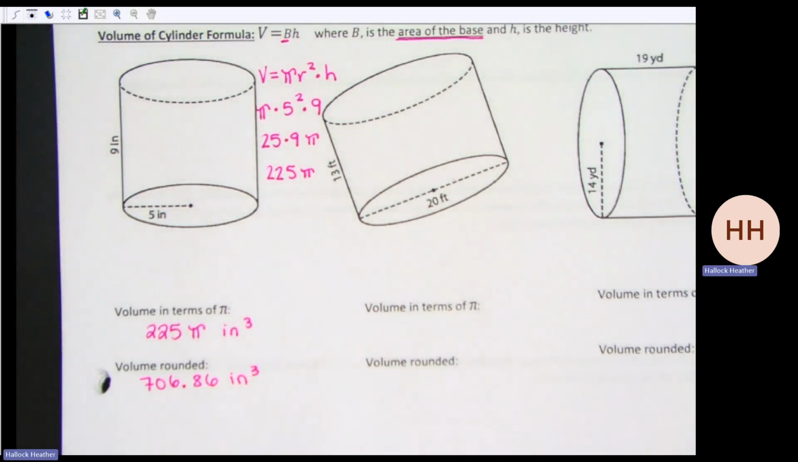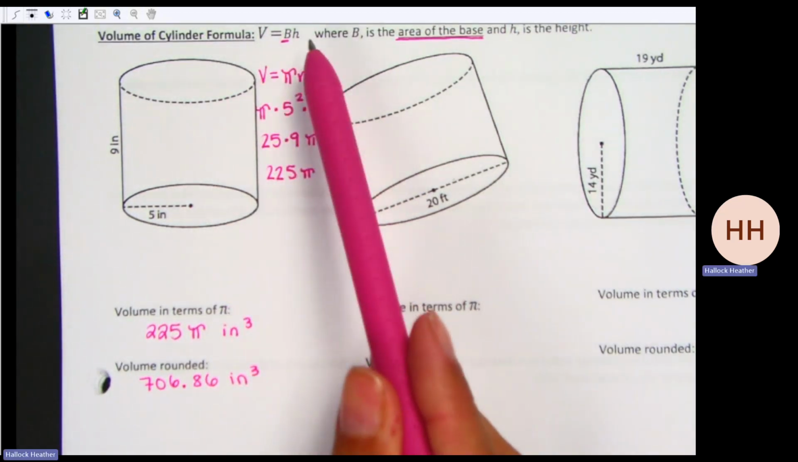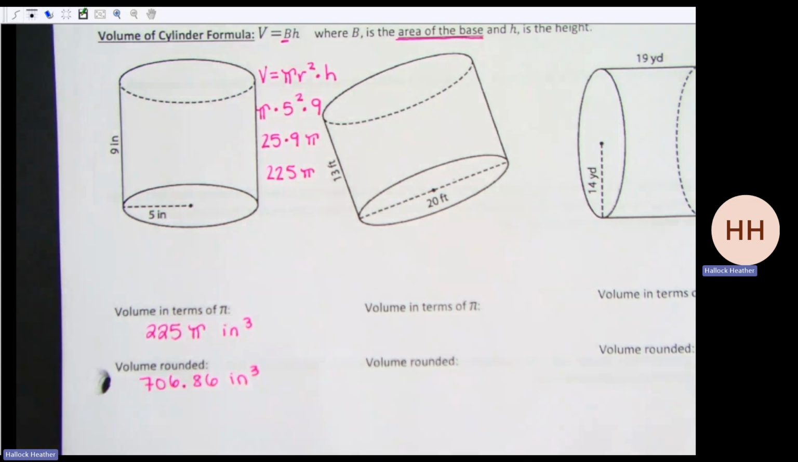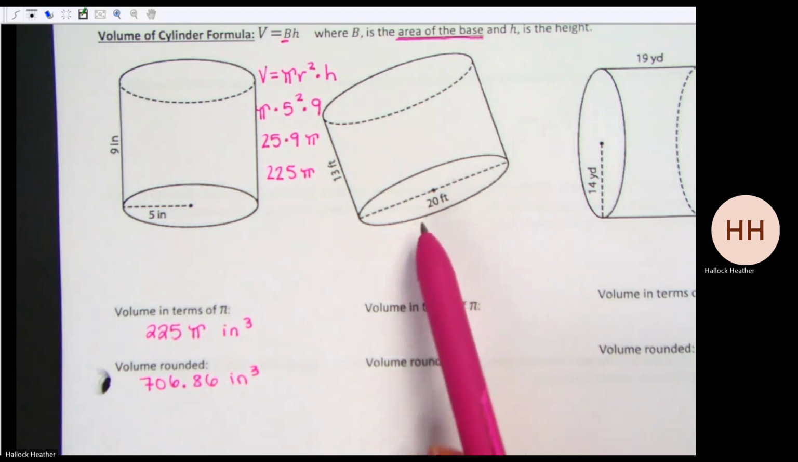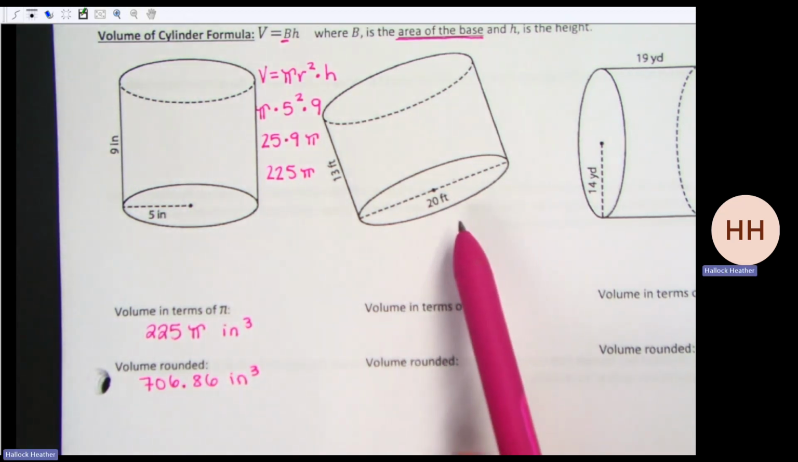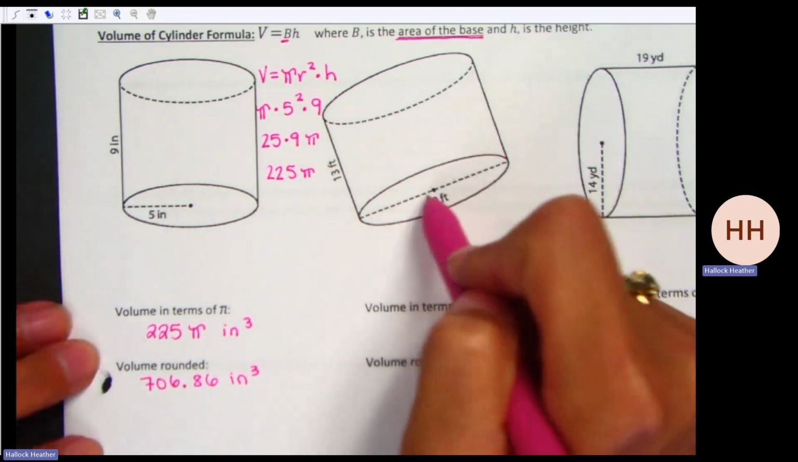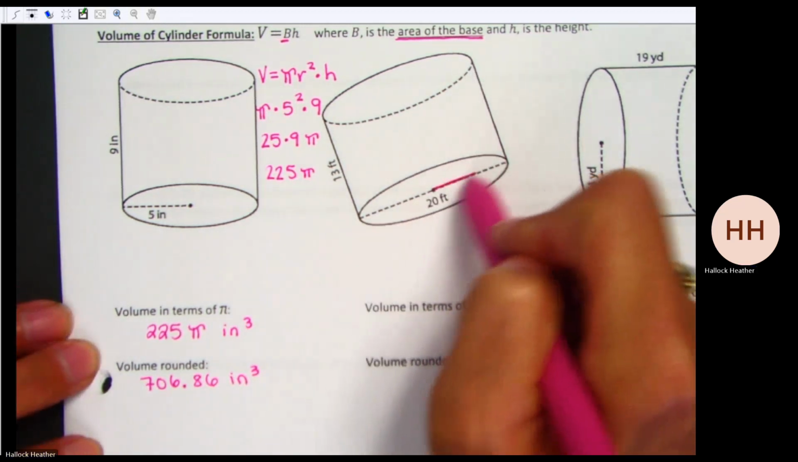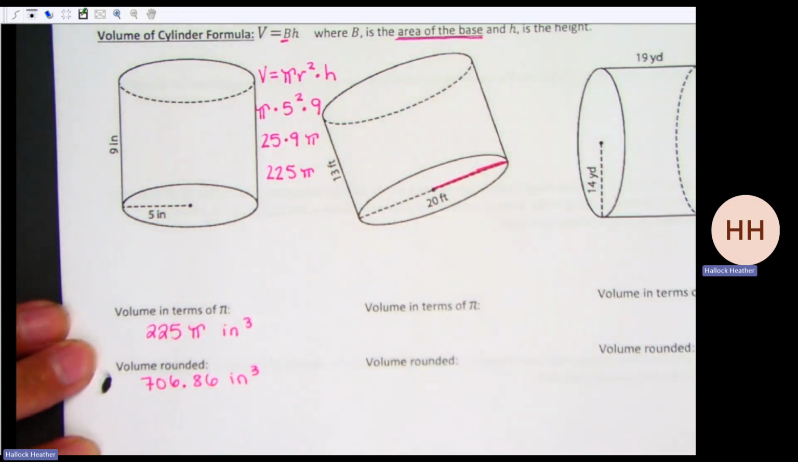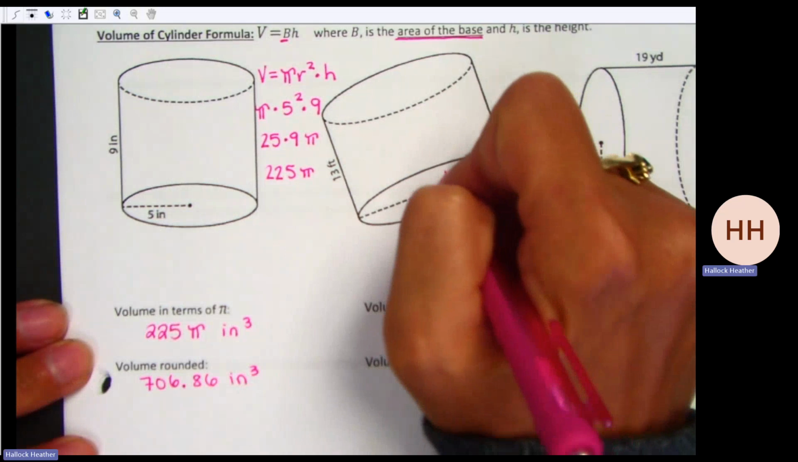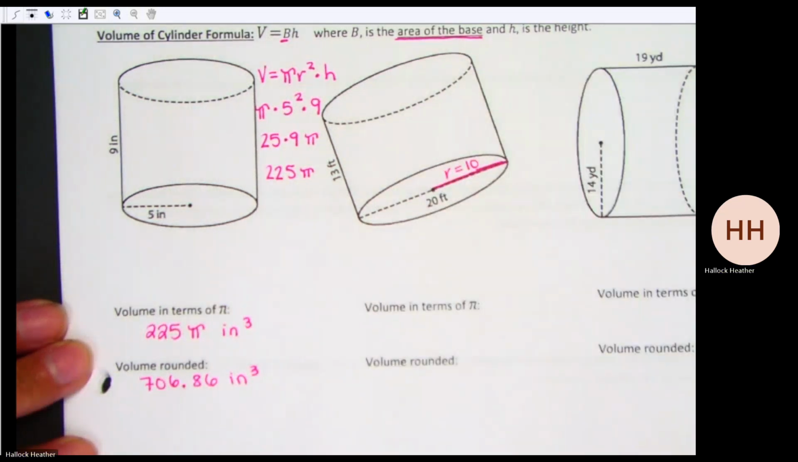So this formula looks a little different because it's big B times H. Big B is the area of the base. The base is a circle, which is pi r squared. This one's slightly different. This one gives me the entire length. It gives me the diameter. The diameter is 20. So what would be the radius if the diameter is 20? 10. So my radius is equal to 10.